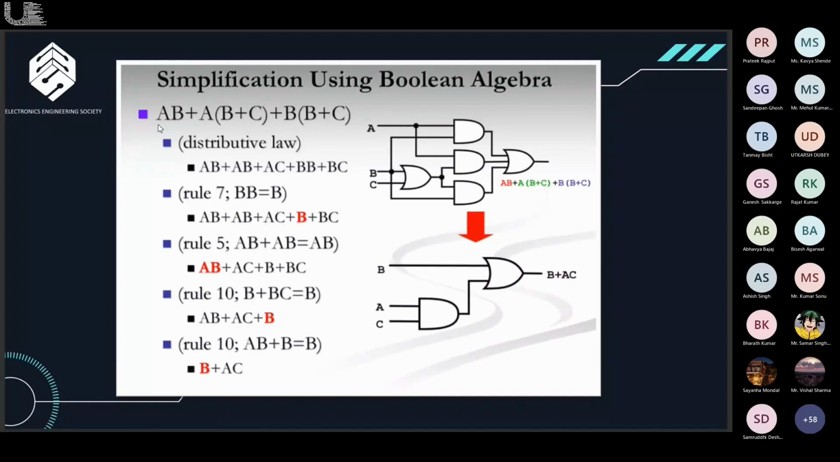You can see that this lengthy expression and this small expression B plus AC are equivalent, which means there is no difference in their outputs for all combinations of inputs. Only the expression has been simplified, and you can see that the circuit implementation also becomes a lot simpler. It uses fewer logic gates, it will consume less power, and so on.